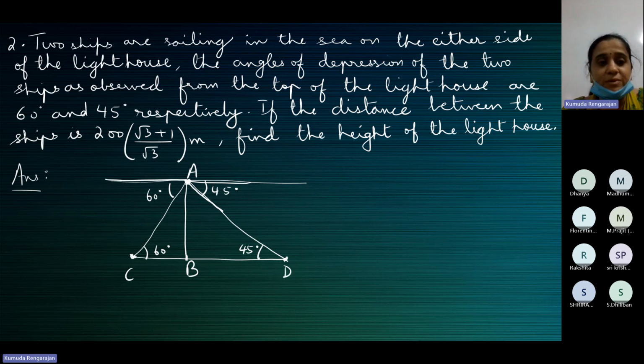Now the distance between the two ships is given. What is the distance between the two ships by the diagram? CD. So CD is the distance between the two ships. Now how do you express CD? CD is equal to CB plus BD. So we have to find CB from one triangle, BD from the other triangle, add both and equate it to 200 of √3 plus 1 by √3. Yeah, start working.